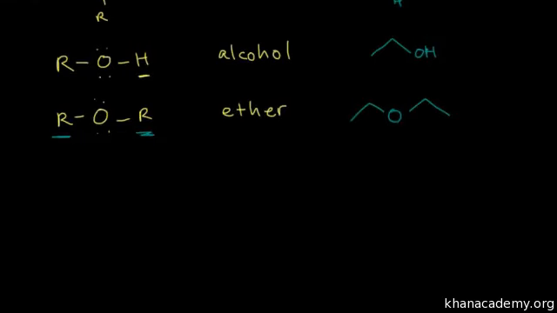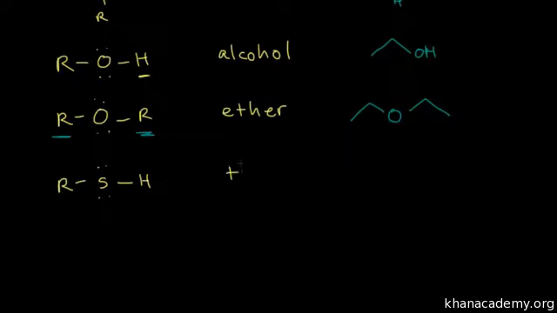So I can replace the oxygen with a sulfur. Sulfur is in the same group as oxygen on the periodic table, so sulfur will react in similar ways to oxygen. So if I replace the oxygen in an alcohol with a sulfur, I no longer have an alcohol.